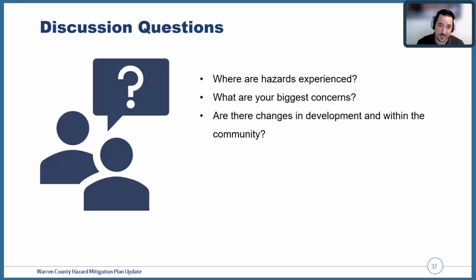What are your biggest concerns? We might meet with one community whose biggest concern would be loss of a bridge in the community, while another would say this is the hospital that all the neighboring communities go to. These are things we have to consider with what the biggest concerns are for risk and vulnerability.